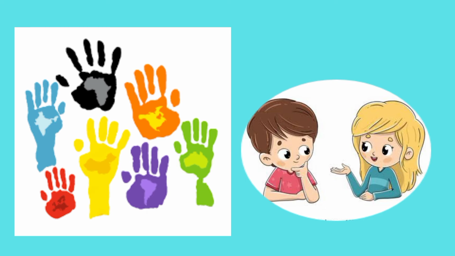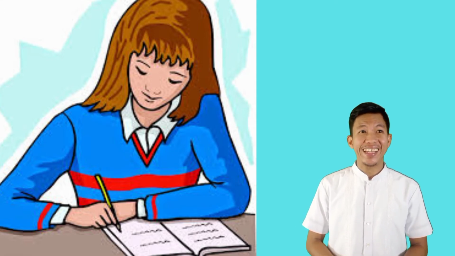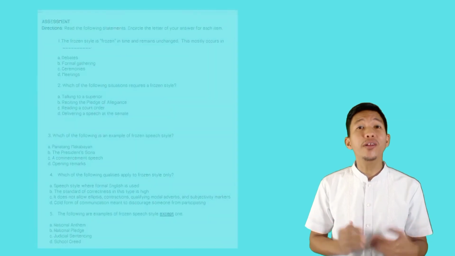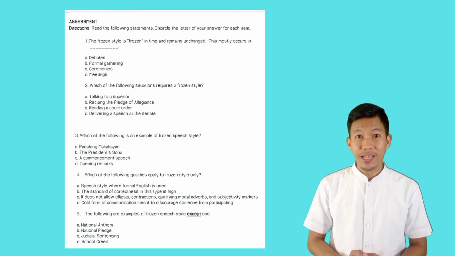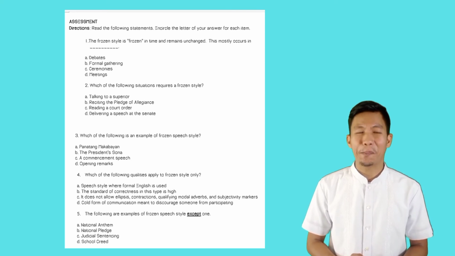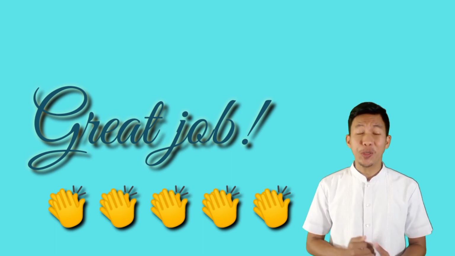Excellent! You already know how to use frozen communicative style correctly. Congratulations! For the final task, you will use again your paper and pen in answering the assessment. On page 4 of your LAS, you are going to read the following statements and encircle the letter of your answer for each item. Excellent! I know that you can do it.